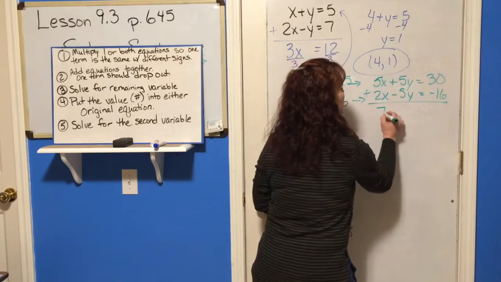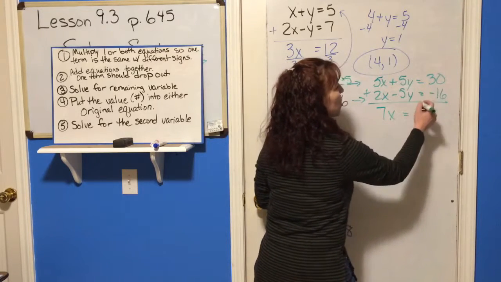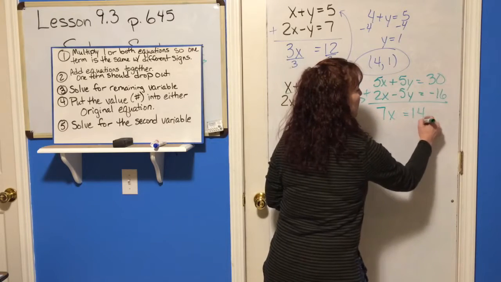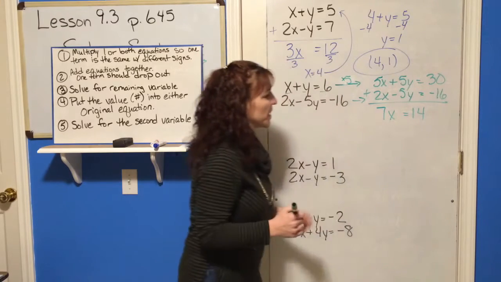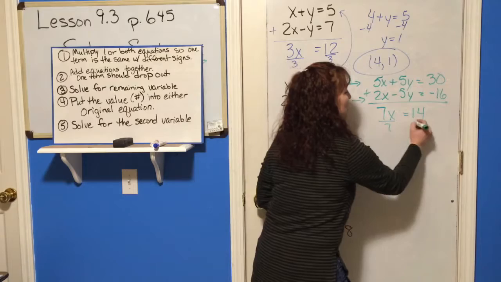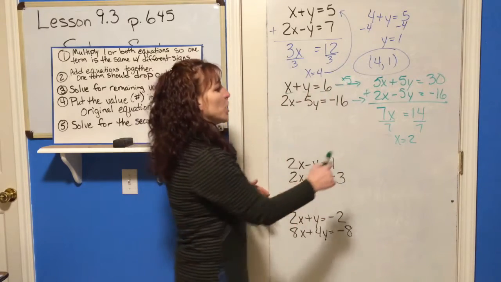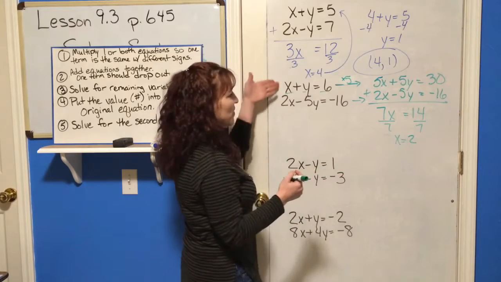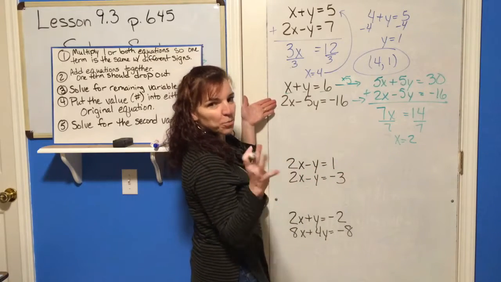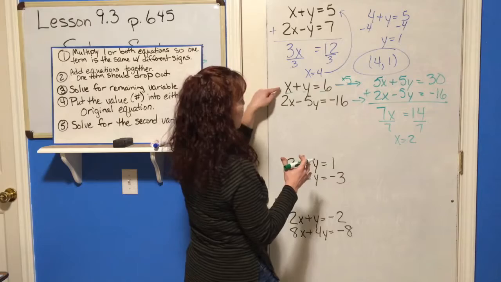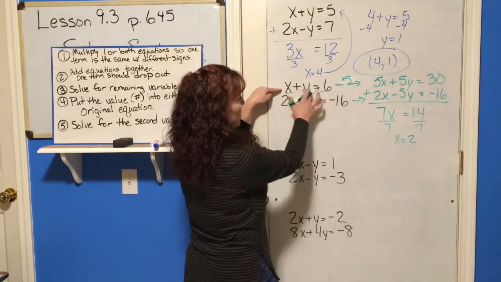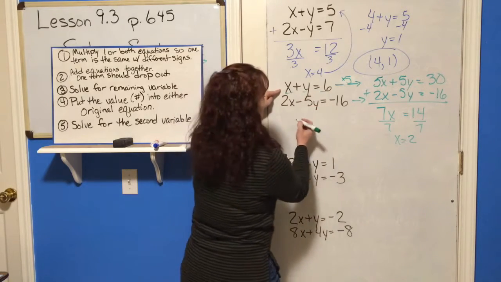So 5 plus 2 is 7x equals 30, is that 14? 10, 20, 30, yes. Now solve for x, divide by 7. X equals 2. And now put that x into either one of these equations. It really doesn't matter. Both of them are going to come up with a solution. So I would do the first one simply because there's less coefficients, so it's probably easier.